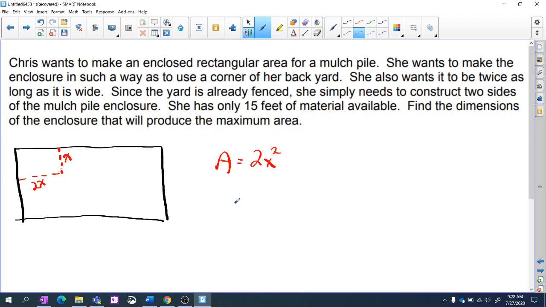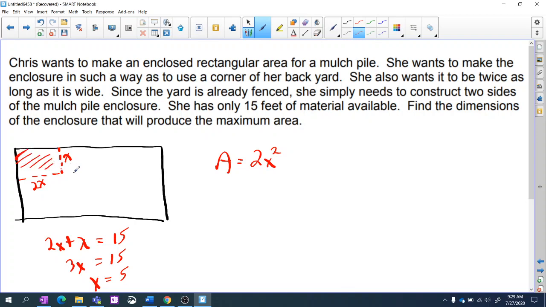I don't think we're even going to have to make a quadratic function, because she's only got 15 feet of material available. There's really only one way this can work. So this is going to have to be 2x plus the x has to give you 15. So 3x has to be 15. x has got to be 5. So the dimensions got to be 5 and 10. There's no other way that would work.